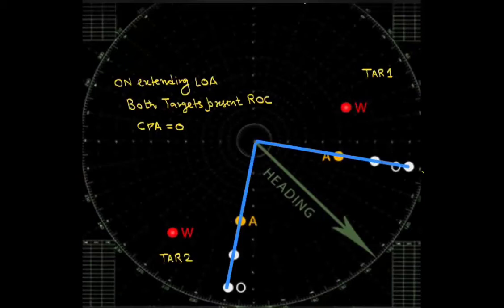So complete the plot. Before that, let's extend OA, the line of approach. On extending the line of approach, both the targets present risk of collision and CPA is 0, right? So I will name one target as target 1 and another target as target 2.